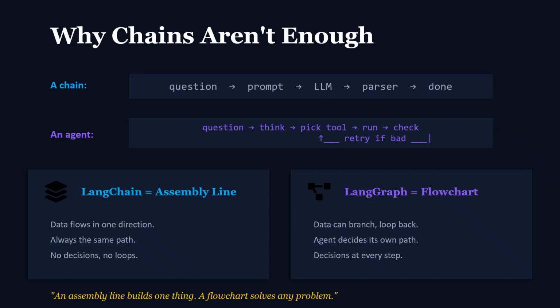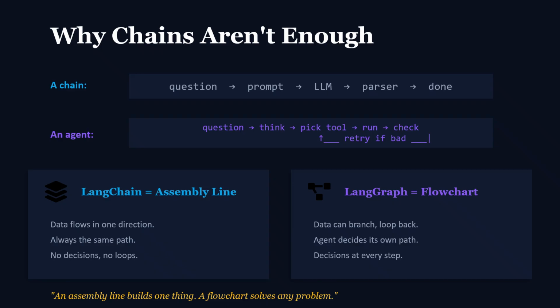Let me show you the fundamental difference. A chain is like an assembly line. Data comes in, goes through step 1, step 2, step 3, and comes out the other end. Always the same path, always the same steps. Great for simple tasks like answering a question or translating text. But an agent is like a flowchart. It needs to think about the question first.